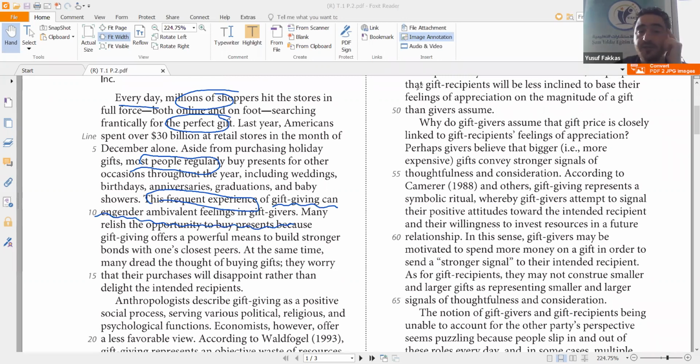Now, here's the thing. If you noticed, here we have every day, regularly, frequent. When you see one idea highlighted in many different words, be sure there's going to be a question about it. Okay? Because every day, isn't it regular? And if something is regular, isn't it frequent? So when they express the same idea in different ways, be sure there will be a question about it. Focus on that. Okay? Let's continue.